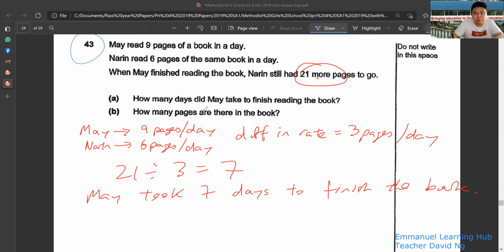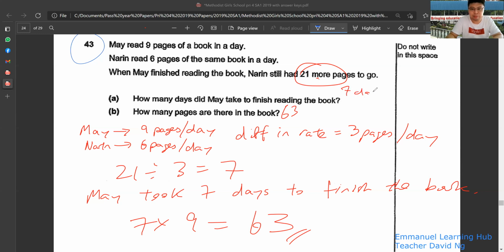All right. Then how many pages were there in the book? 7 times 9 equals 63. Because May took 7 days, and 9 pages a day, right? So 7 times 9, 63. 63 pages in the book. Okay, that took 7 days. Okay, this question.